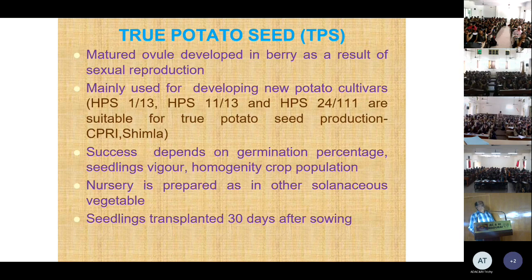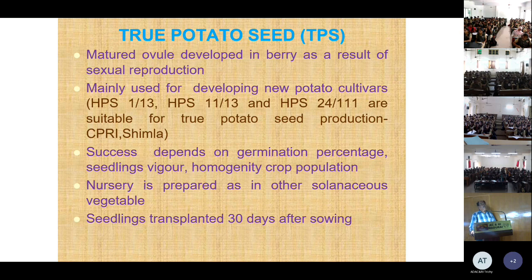So this is also an important technique in potato, true potato seed. The true potato seed is nothing but the matured ovule developed in the berry as a result of sexual reproduction. So this TPS technique is mainly used for developing new potato cultivars. At CPRI Shimla, they have released three varieties: HPS 1/13, HPS 11/13, and HPS 24/111, which are suitable for TPS, true potato seed production.